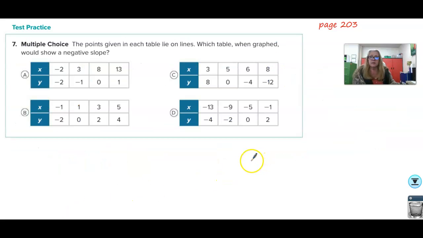All right, the next thing I want to look at is number 7, multiple choice. The points given in each table lie on lines. Which table, when graphed, would show a negative slope?